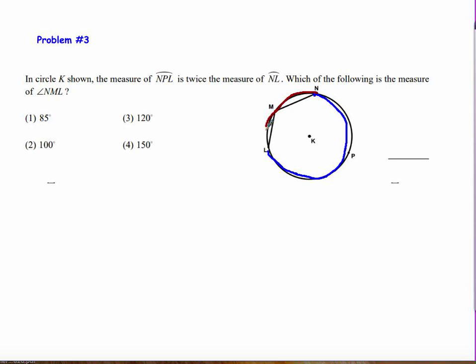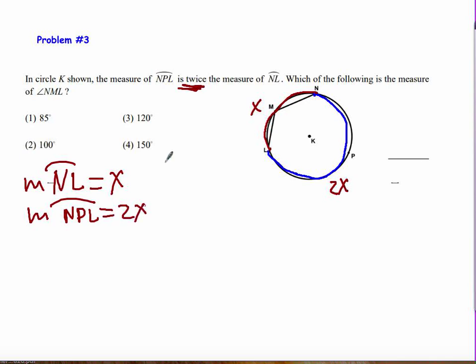Alright, so we don't know what they are, so we're going to call this X, and if this is X, this would be twice the size, so it's going to be 2X. So let's write it down. The arc measure NL is X, then the arc measure NPL will be 2X, because that's twice of X. Now we know that a full turn for a circle is 360.